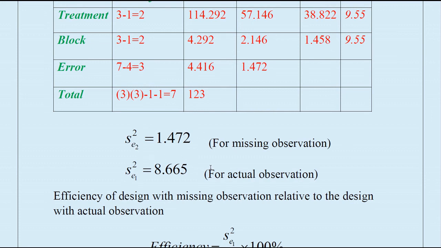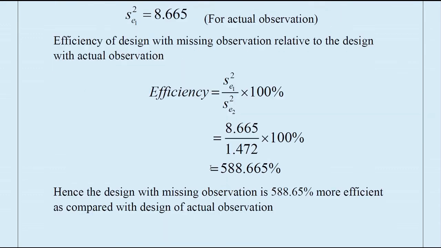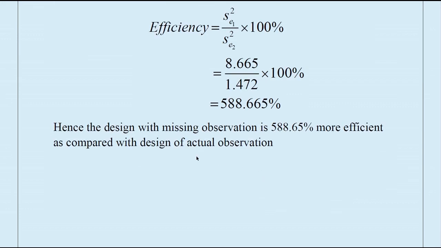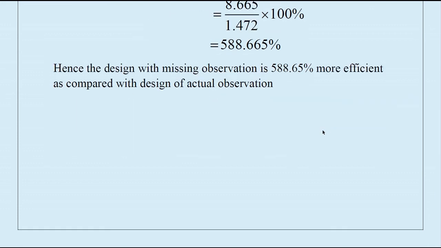Now we calculate the efficiency of missing observations relative to design with actual observations. Sum of square E1 with error with actual observation, over error with missing observation, multiplied by 100. So this design with actual observations is 588.65% more efficient as compared to design with missing observations.